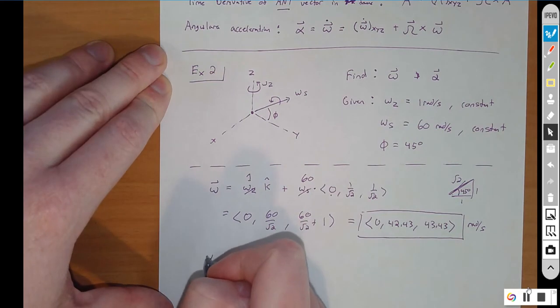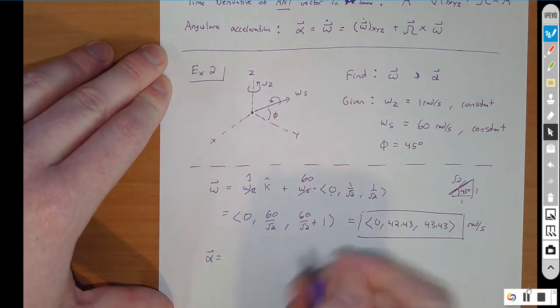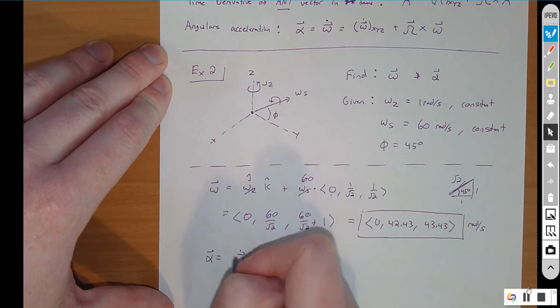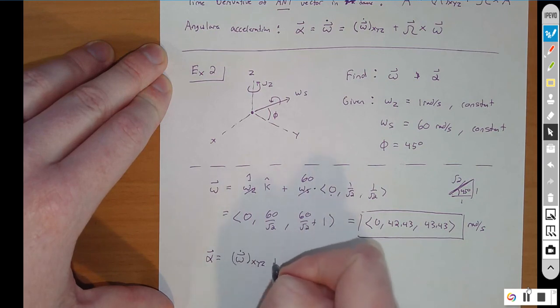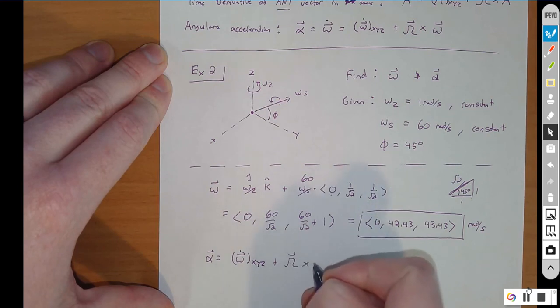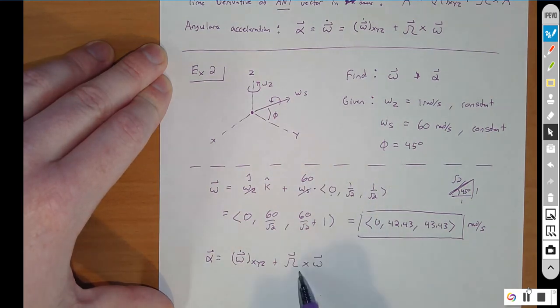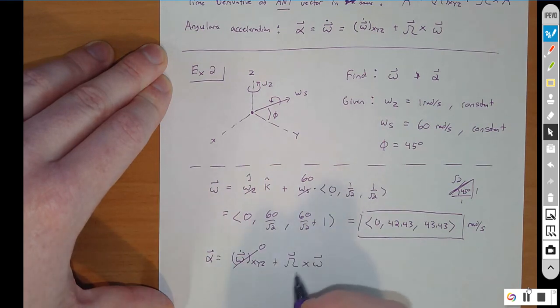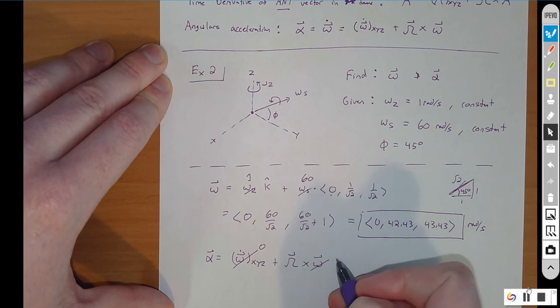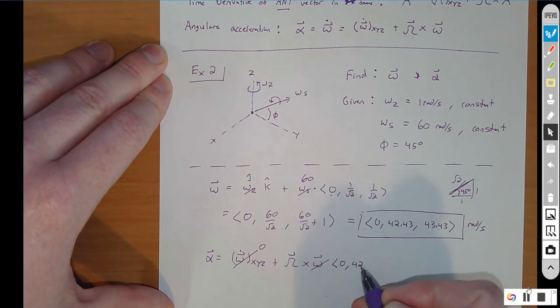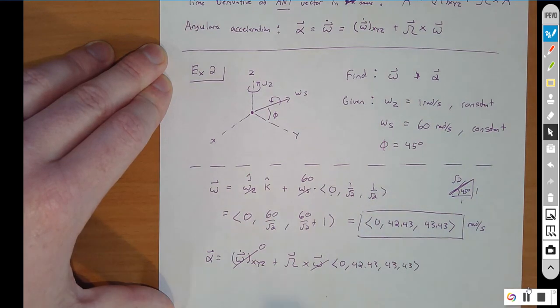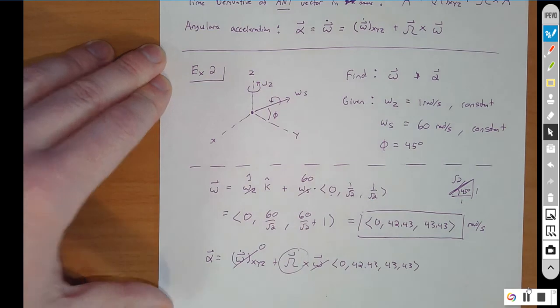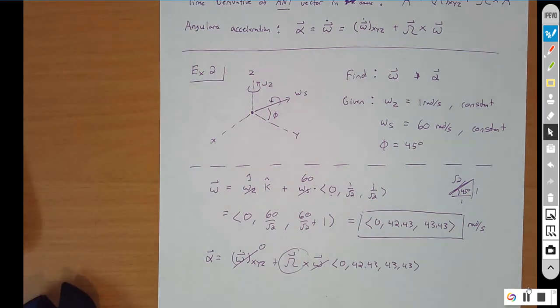So let's go find alpha. Alpha, we know, is going to be equal to omega dot in the local coordinate system plus the rotation of the coordinate system crossed with omega. Well, I already know omega, so I can put that in. These are all constant, so this will zero out. So the only question is, what is this? This is our 0, 42.43, 43.43. So what is big omega? What is the rotation of the coordinate system?